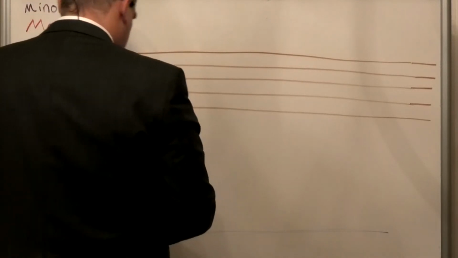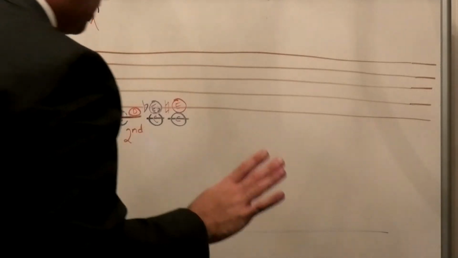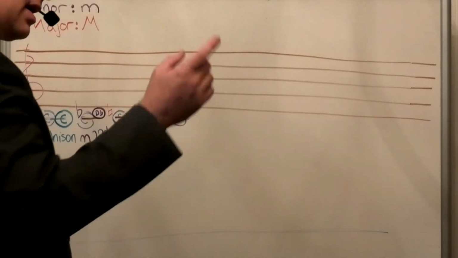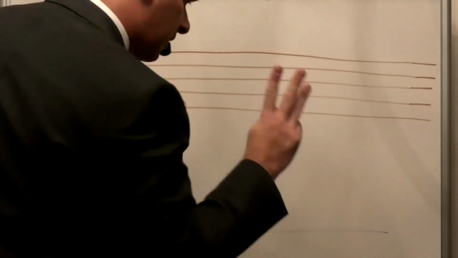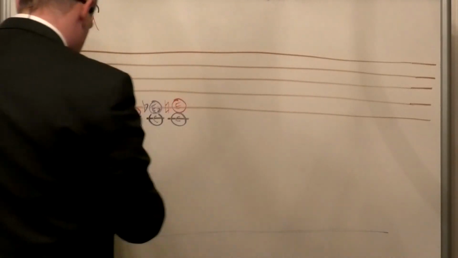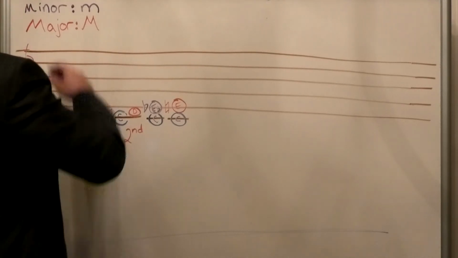So the C and the E flat, the ordinal is determined by the white keys only. So forget about the sharps and the flats. You're just going to count on your fingers. C, D, and E. 1, 2, 3. So it's some type of third.